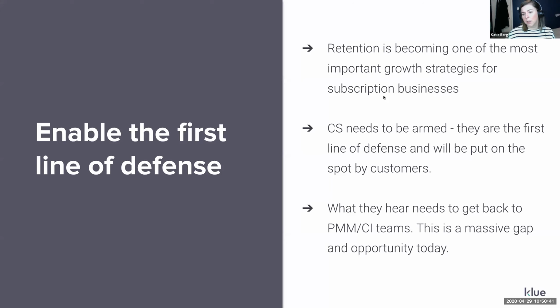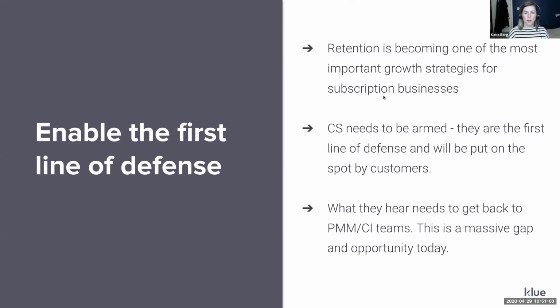Another thing that's really important here is helping your CS team to actually identify when a competitor might be building a relationship with your customers. And we do this with our sales teams. This is something that we can also do with our customer success teams.